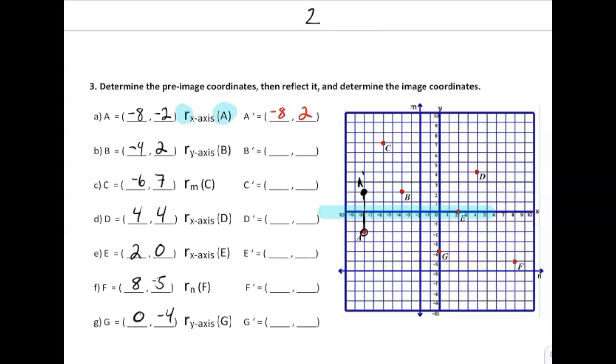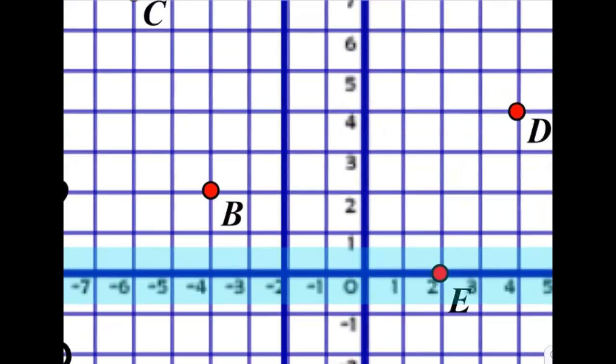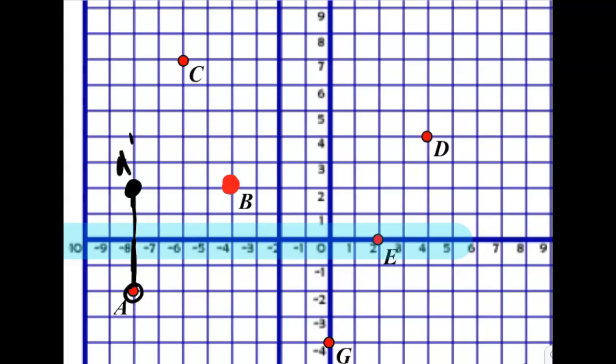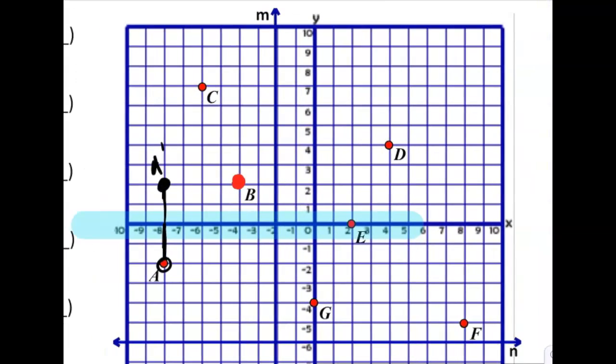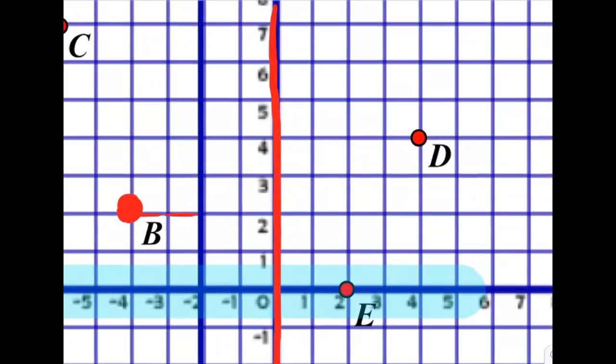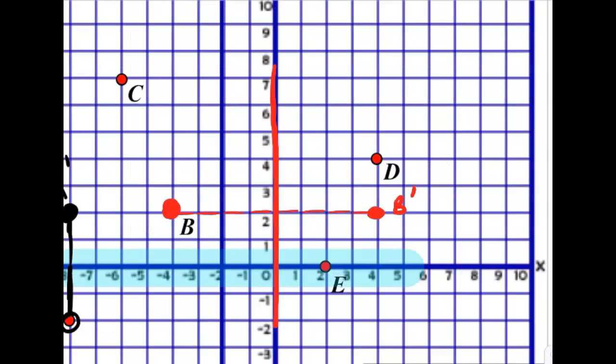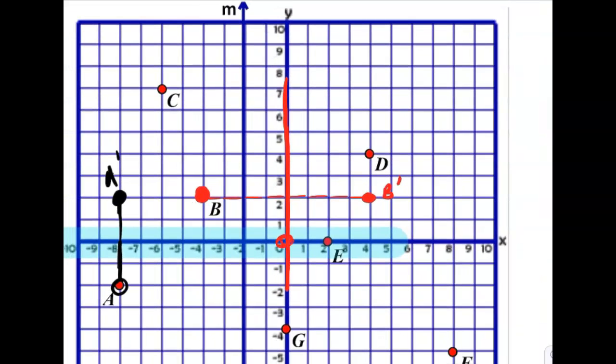The next one says -4, 2 is B, and it wants us to reflect it over the y-axis. So find point B, which is right here, and reflect it over, be careful, there's a couple of extra blue lines here. This is the y-axis. So if I go 1, 2, 3, 4, 1, 2, 3, 4. Whatever you do before it, you do after it, there is B prime. So where is that point? There's the origin. Over 4 up 2, 4, 2.